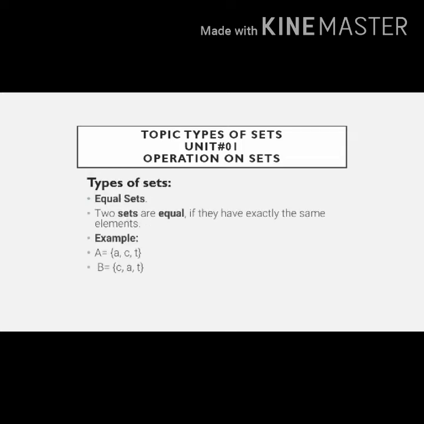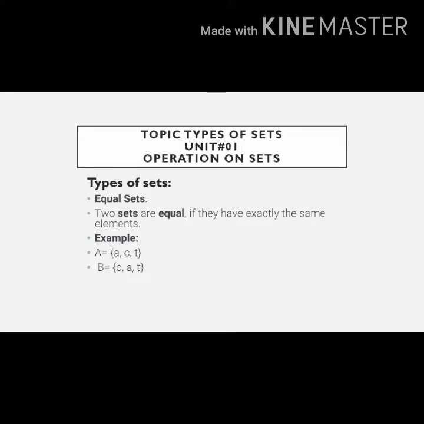Now the third type of set is the equal set. Two sets are equal if they have exactly the same elements. It is pretty easy. If two sets, suppose A and B, have the same elements, then they are known as equal sets. Now observe the given example. Here two sets are given, set A and set B.